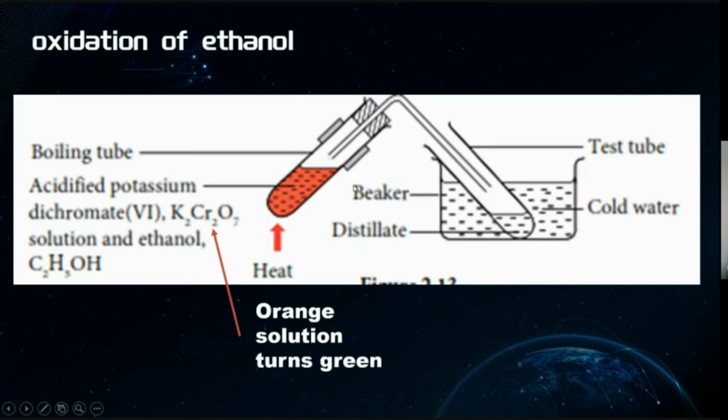Then you can get the carboxylic acid here. Carboxylic acid has a low boiling point, so once you heat it, it will vaporize. Then here it will be condensed back, so you can get the carboxylic acid here, ethanoic acid.